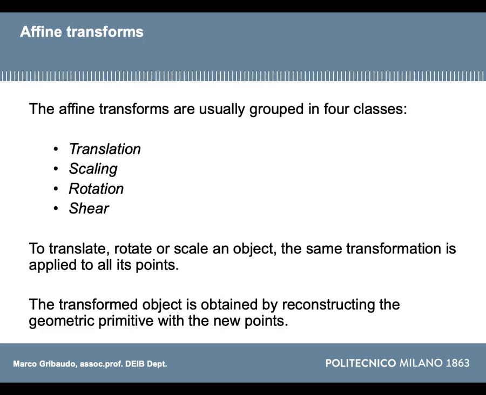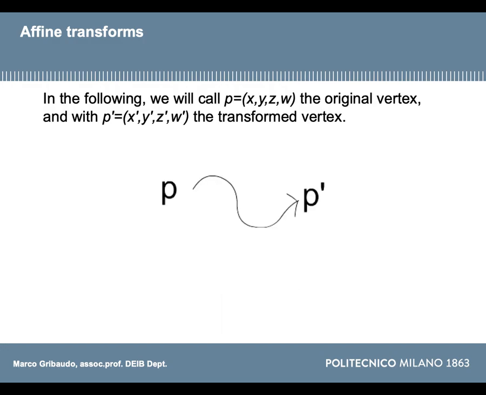Okay? And whenever I want to transform a complex object, I transform independently all its vertices, and what I obtain is an object that goes somewhere else. Okay? It is positioned somewhere else.